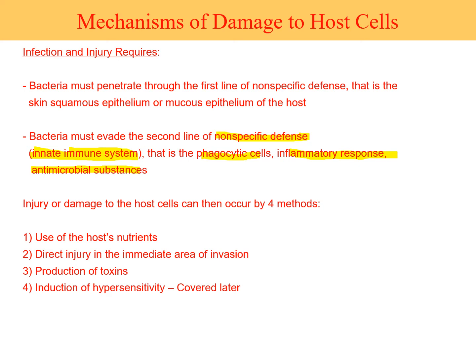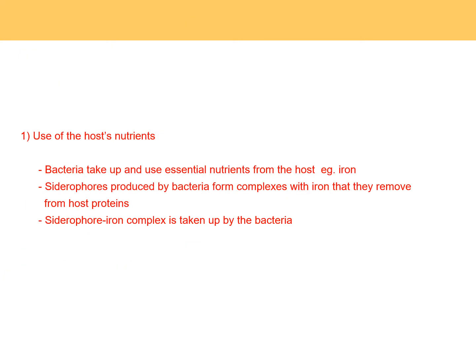And that injury can occur by four main methods. It depends on the organism. The organism may use up host nutrients or cause direct injury to the immediate area. They may produce toxins which spread through the body and have quite serious effects. Depending on which toxin, they'll have different effects. Or they may actually induce a hyperreaction by the body's immune system, and you get a hypersensitivity reaction. We'll go through these one at a time here.